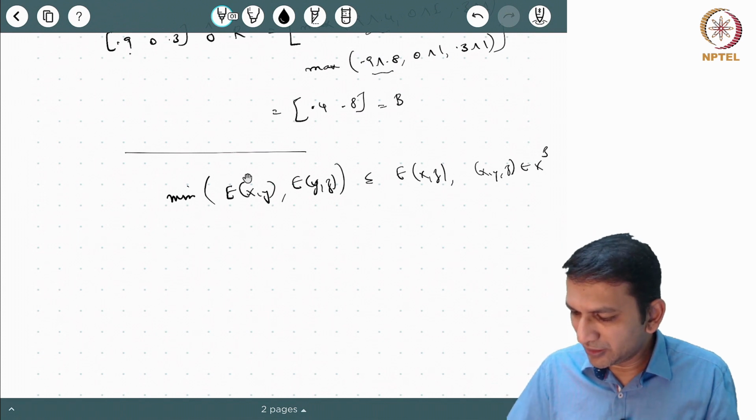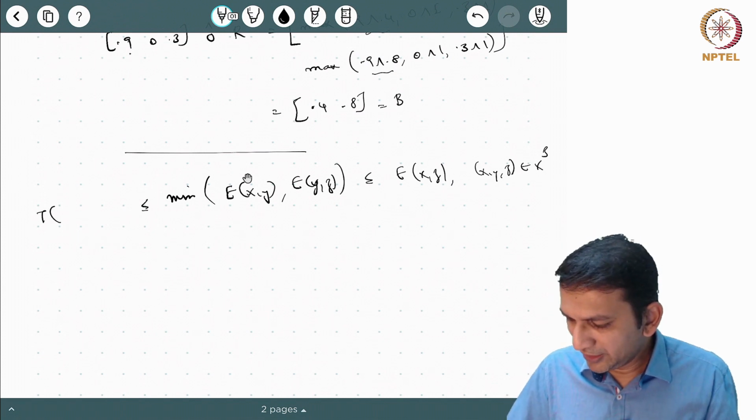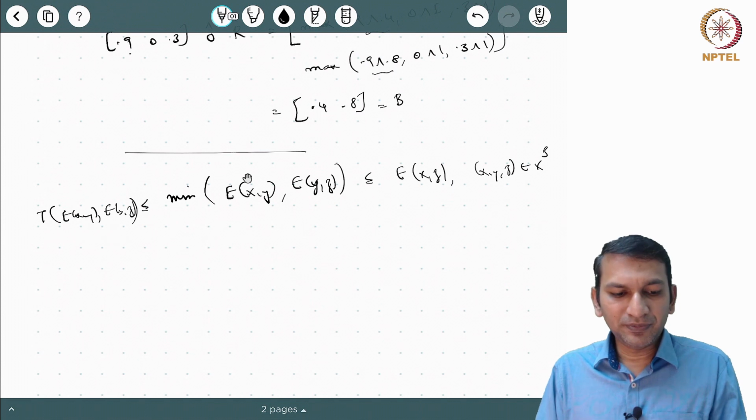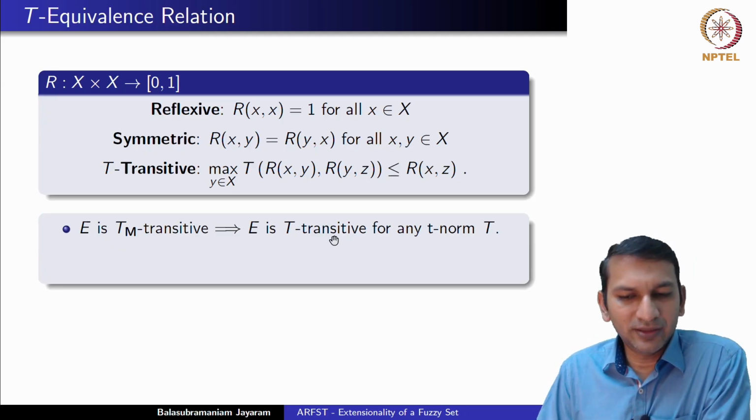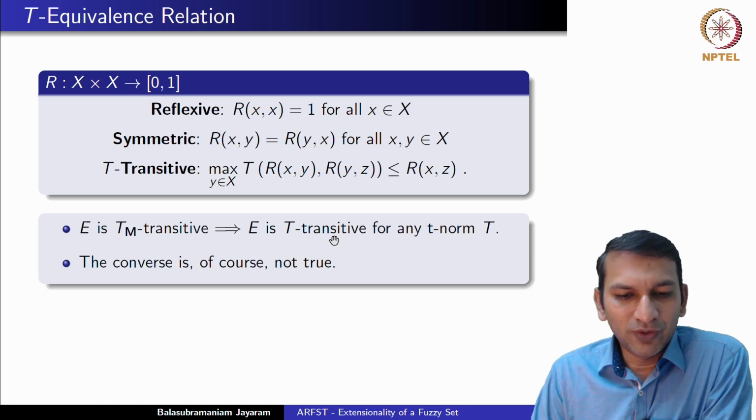But we know minimum is the largest T-norm, so any other T-norm if you use, by monotonicity it will be smaller than this, which means any E which is Tm transitive is also T transitive for any other T-norm. Of course, the converse is not true.